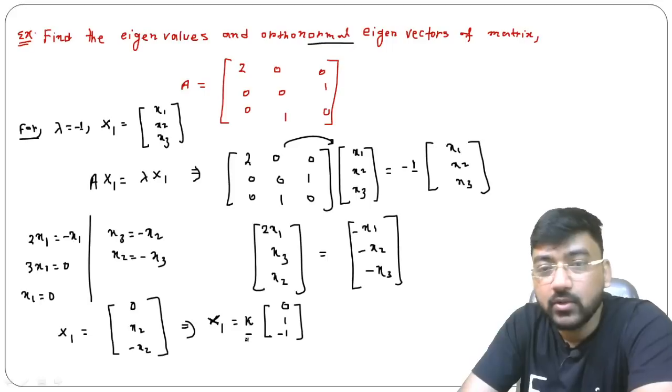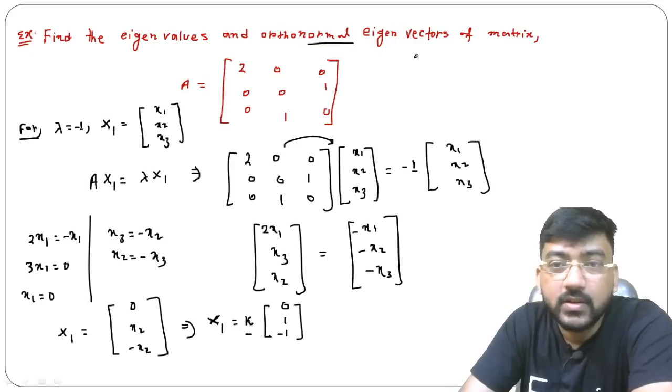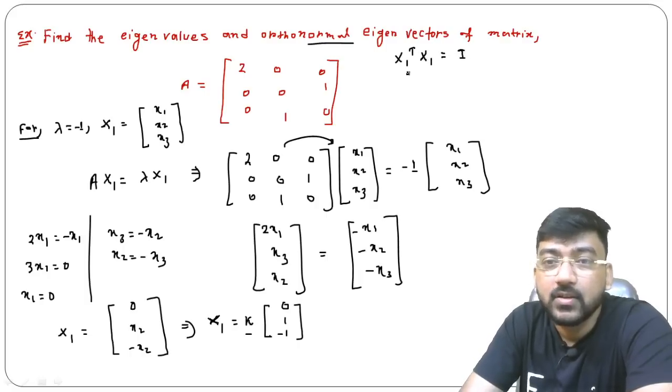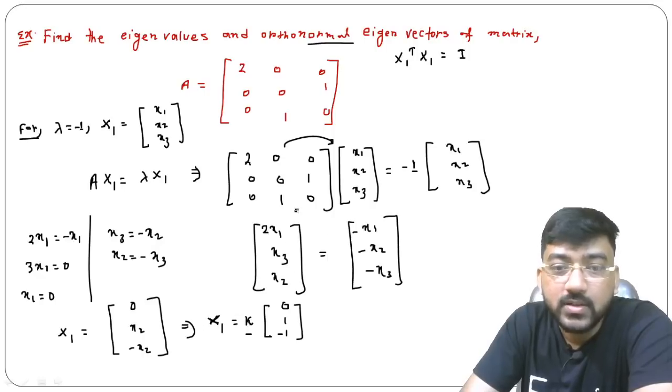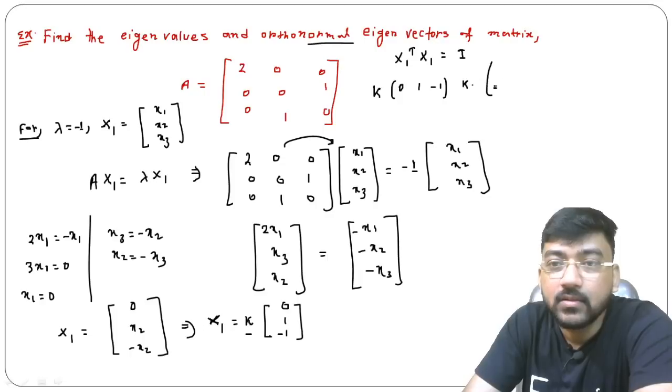Now if you want to find out the normalized eigenvector, then obviously you have to find out the value of k by using the normalization condition. And what is the normalization condition? It is very simple. If you take x1 transpose x1, that will be equal to identity. So what will be your x1 transpose? That will be just k, 0, 1, minus 1, and this x1 is again k, 0, 1 and minus 1, and that will be equal to identity.